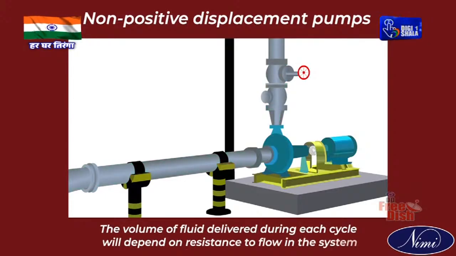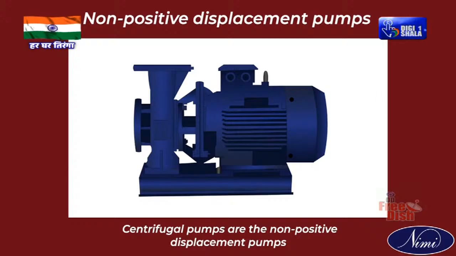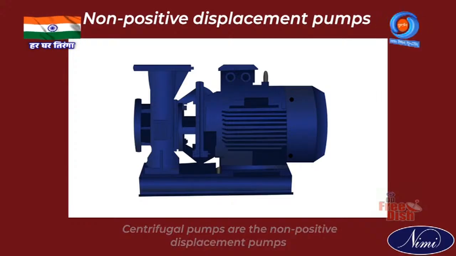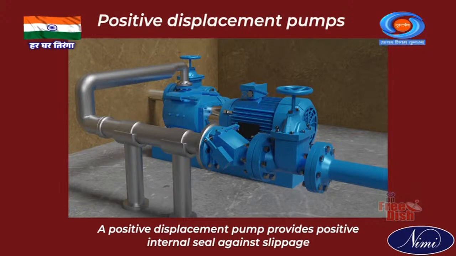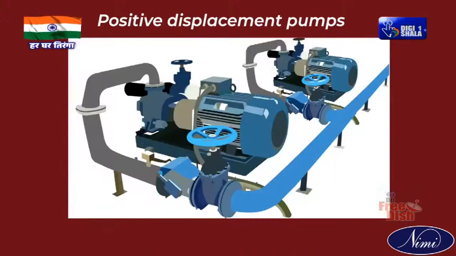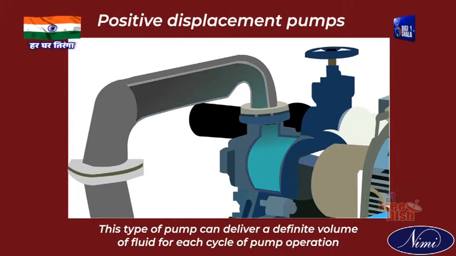The volume of fluid delivered during each cycle will depend on resistance to flow in the system. Centrifugal pumps are the non-positive displacement pumps. Positive displacement pumps: a positive displacement pump provides a positive internal seal against slippage. This type of pump can deliver a definite volume of fluid for each cycle of pump operation.